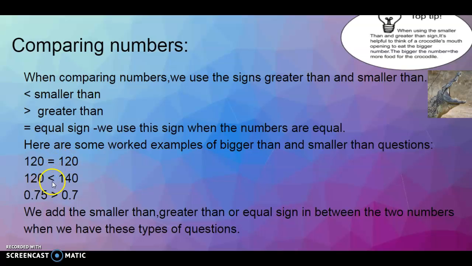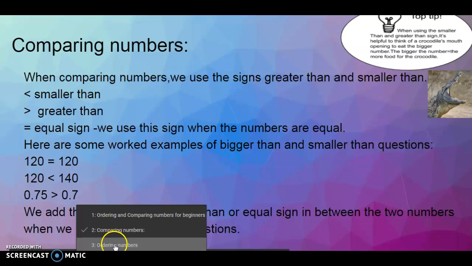120 is smaller than 140. 0.75 is greater than 0.7. We can also use 0 here to complete it. This is actually 0.70. So 0.75 is greater than 0.7. We add the smaller than, greater than or equal signs in between the two numbers when we have these types of question.